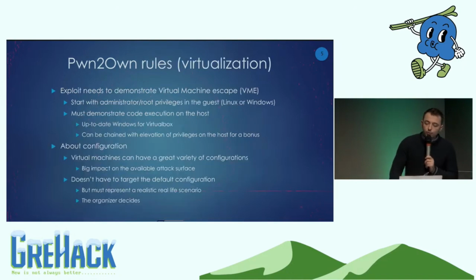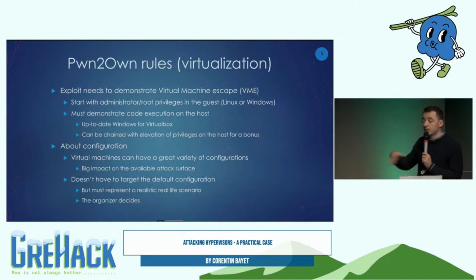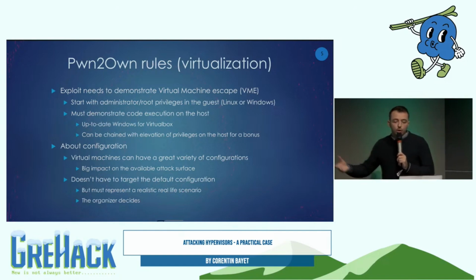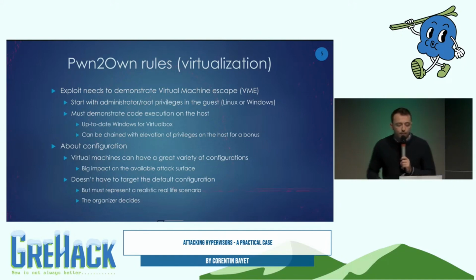During the contest, the rules are quite simple. Your exploit needs to demonstrate a virtual machine escape. So you start in the guest with administrator or root privileges. The guest can be Linux or Windows, whatever. And you must demonstrate code execution on the host. In our case, it is an updated Windows running VirtualBox. After your VM escape, you can chain it with a local privilege escalation, so by attacking the Windows kernel, for a bonus prize, but it's not part of the virtualization part.